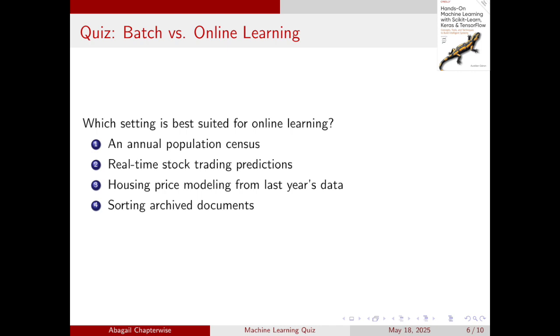Let's test how well you understood the difference between batch and online learning. Which of the following scenarios is best suited for online learning? 1. An annual population census. 2. Real-time stock trading predictions. 3. Housing price modeling from last year's data. 4. Sorting archived documents. Pause here and see if you can get it right. Add your answer in the comments.